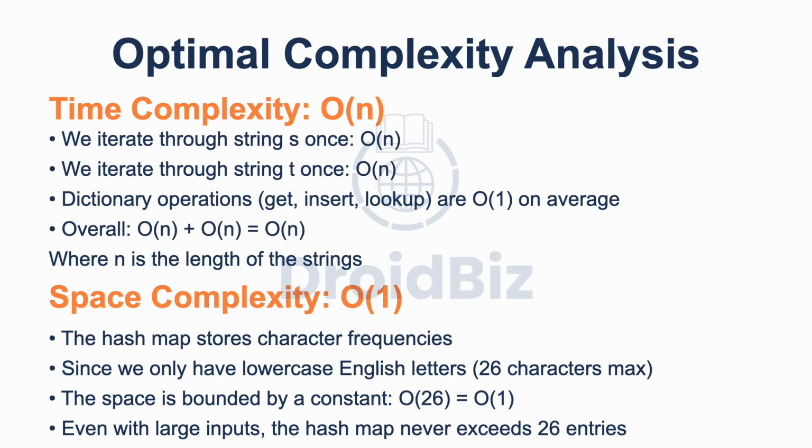The space is bounded by a constant, O(26), which simplifies to O(1). Even with very large inputs, the hash map never exceeds 26 entries. This is why we say the space complexity is constant, not dependent on the input size.